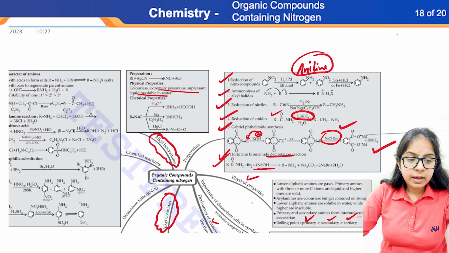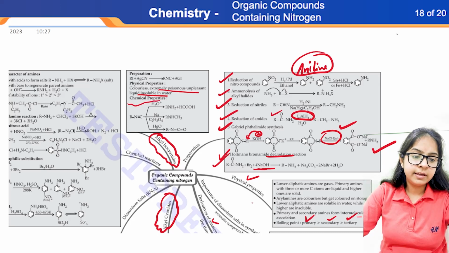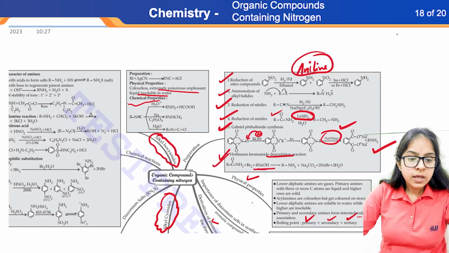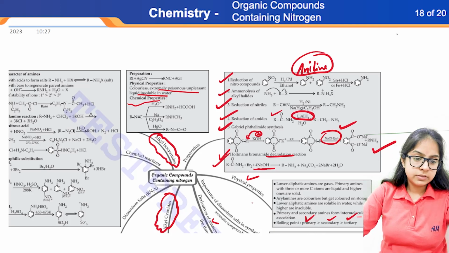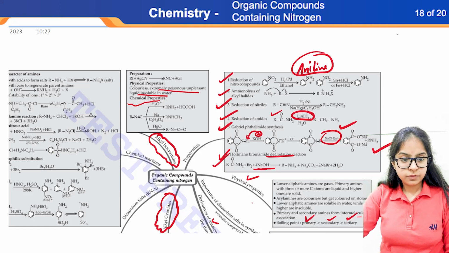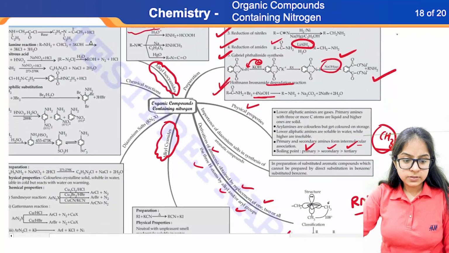After that, the chemical properties of these. Firstly, acidic hydrolysis will give you the amines. After that, with sodium and ethanol, you will get RNHCH3. With HgO, you will get R-N=C=O. From the isocyanide, you will get these isocyanates.